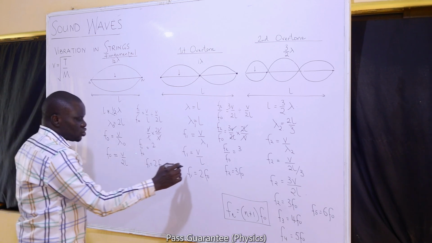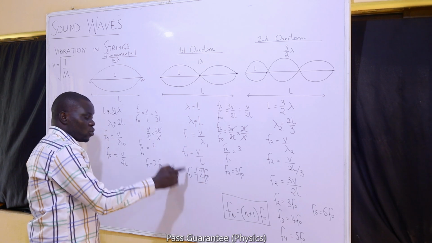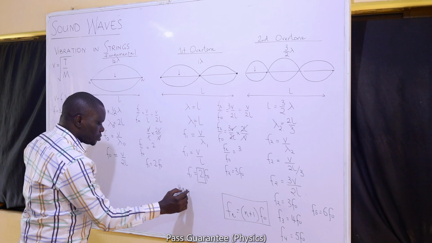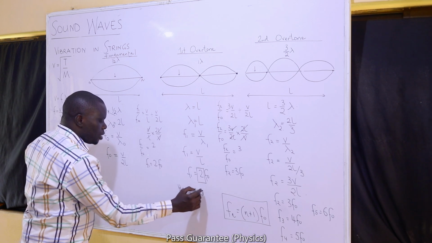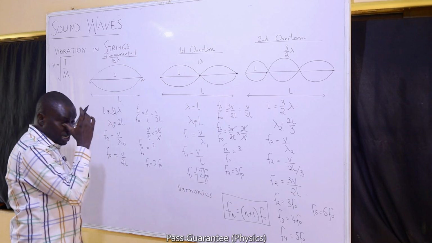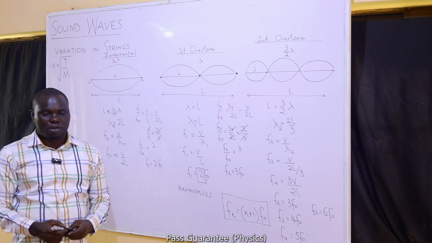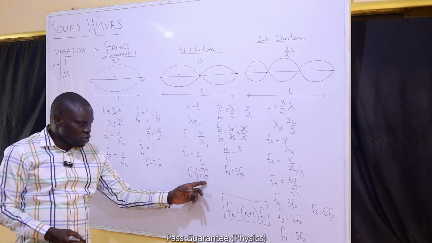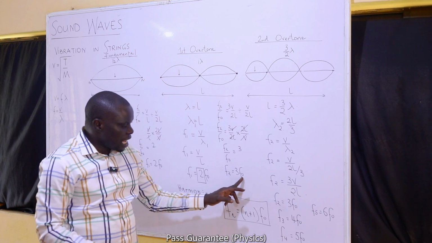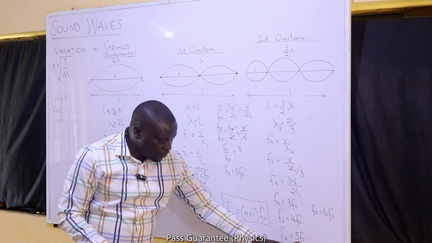The number that you are using to multiply the frequency to get the overtone that you are looking for is called the harmonics. So listen to how I'm going to read them. The first overtone is the second harmonic. Second harmonic means the multiple of the fundamental frequency, so the second harmonic means 2 times F0. The second overtone is the third harmonic. The third overtone is the fourth harmonic. The fourth overtone is the fifth harmonic.